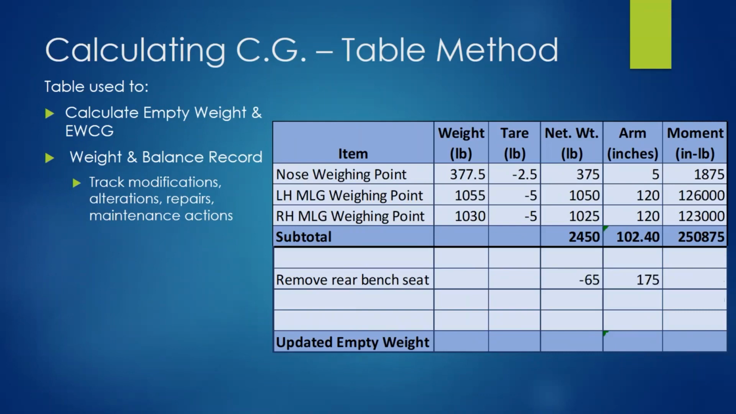So if we remove the rear seat, when we remove a seat, for instance, I'm going to give it a negative weight, right? We're taking the seat out, so the weight is negative. The arm, where did I get the arm for the rear bench seat on this aircraft? Where did I find that distance? Because that's the center of weight for that seat. So where did I go back to find that?